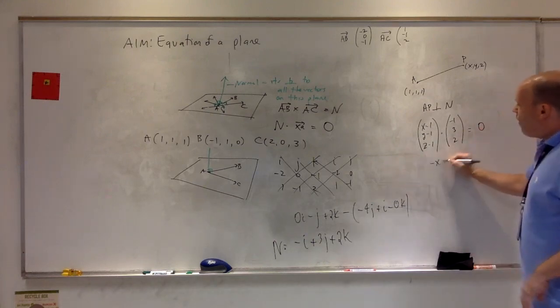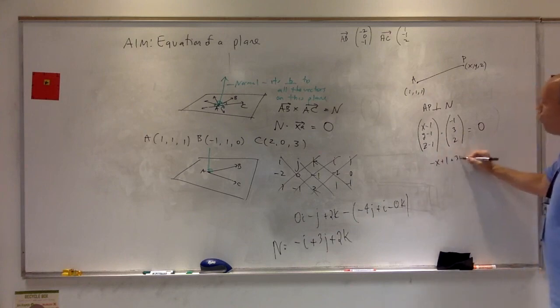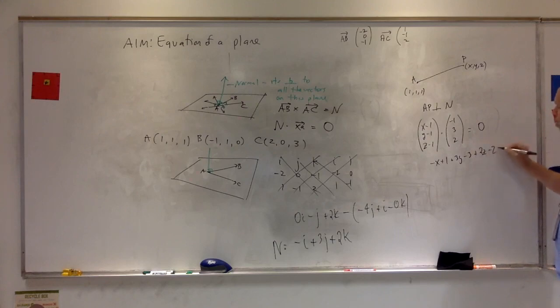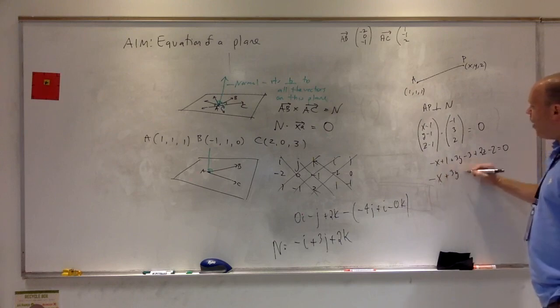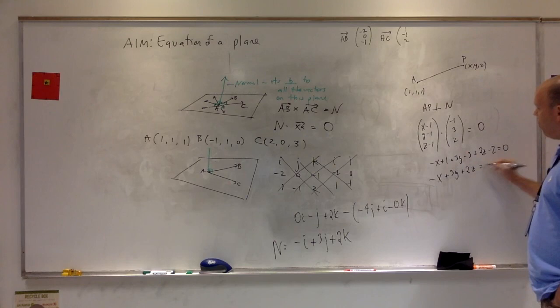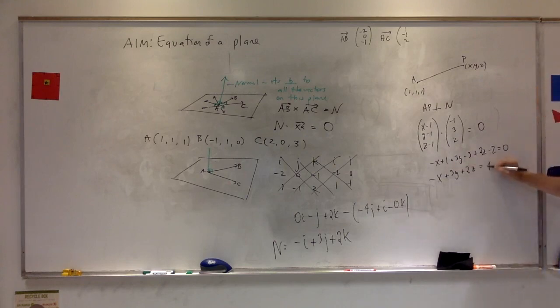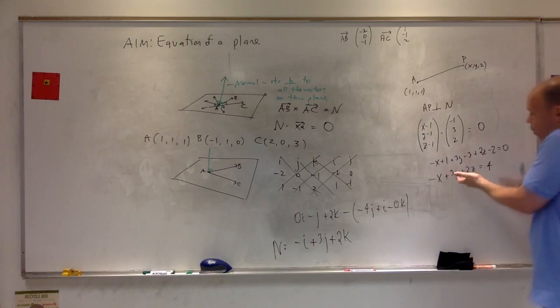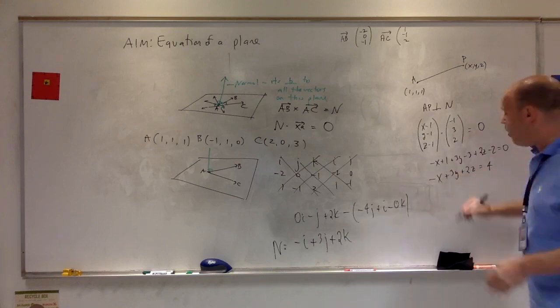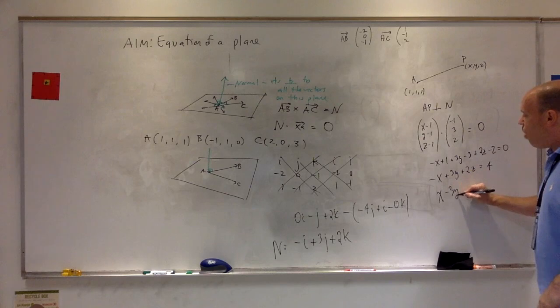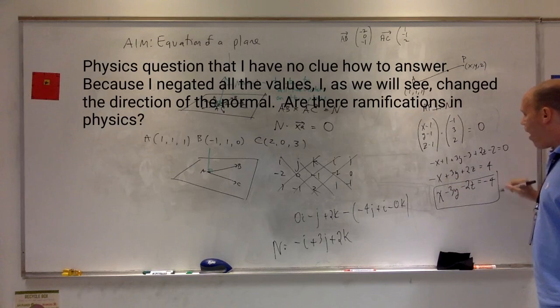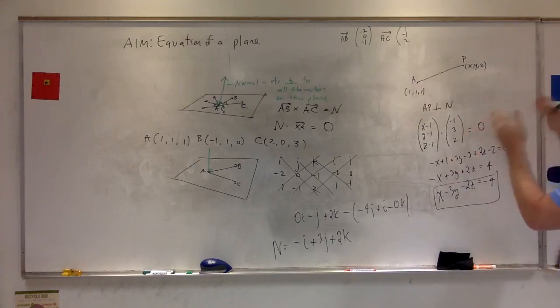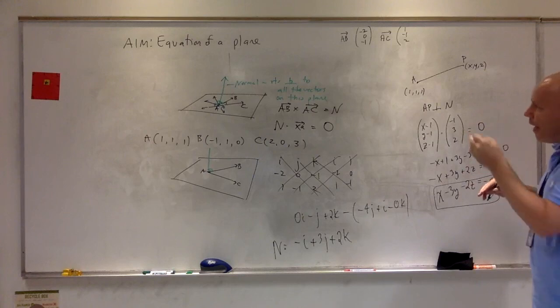So we have -x + 1 + 3y - 3 + 2z - 2 = 0. We have -x + 3y + 2z = 4. If we want to manipulate this to look like the other one, it's simply x - 3y - 2z = -4. And that's the fast way of finding the equation of a plane.